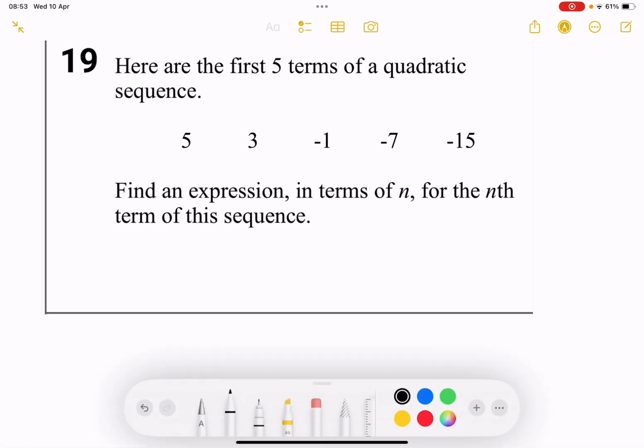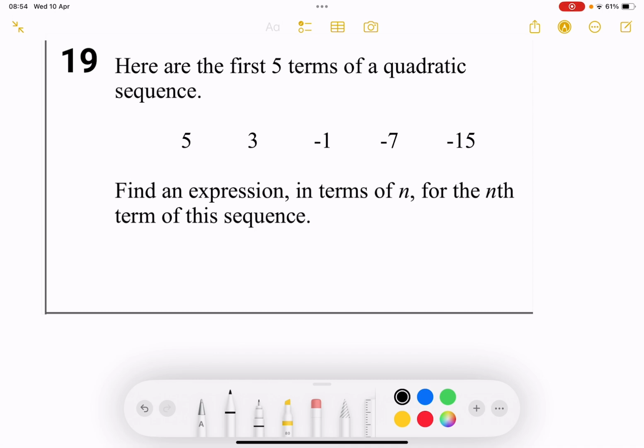Okay, first five terms of the quadratic sequence: 5, 3, -1, -7, -15. Find an expression in terms of n for the nth term of this sequence. Right, first of all, it's telling me it's a quadratic. But if I wanted to check that, I would see that the second difference would always be the same.